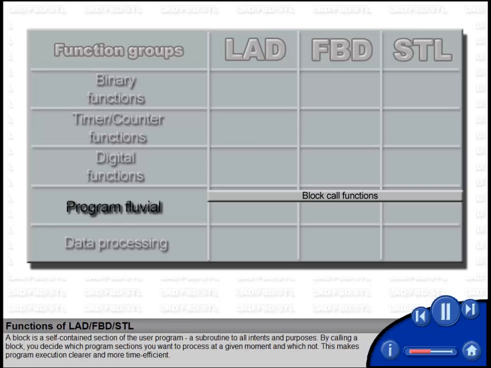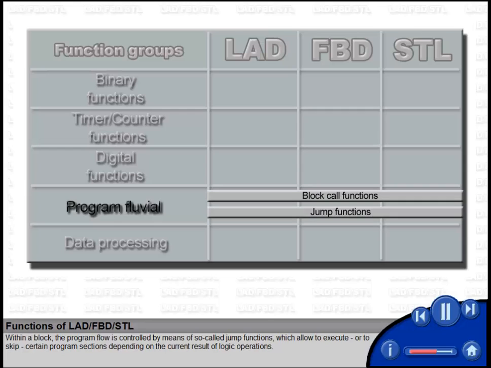A block is a self-contained section of the user program, a subroutine to all intents and purposes. By calling a block, you decide which program sections you want to process at a given moment and which not. This makes program execution clearer and more time efficient. Within a block, the program flow is controlled by means of so-called jump functions, which allow you to execute or to skip certain program sections depending on the current result of logic operations.